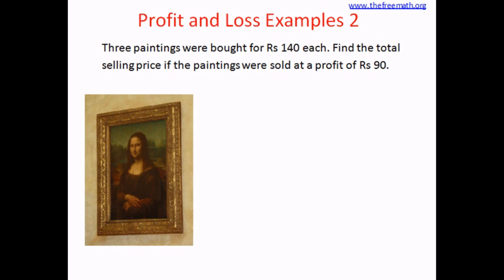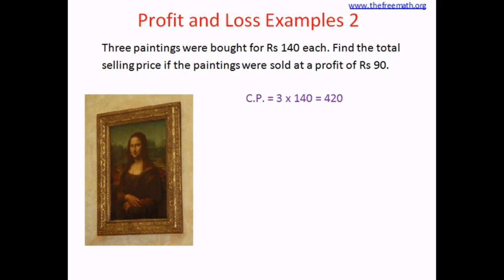The problem says that the paintings were bought for 140 rupees each and there were 3 such paintings. That means the cost price is going to be 140 multiplied by 3. That will be the total cost price. So CP equals 3 multiplied by 140 because there are 3 paintings. 14 3s are 42. That means the product here is 420. So 420 rupees is the total cost price.